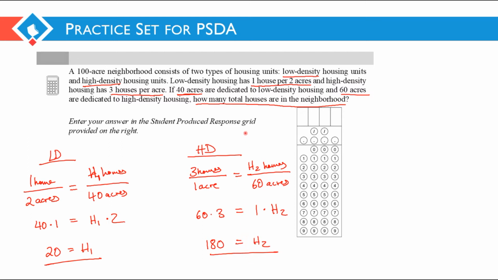So how many total homes are there in the neighborhood, which means we have to add up the homes in the low density housing and the high density housing. So our correct answer is going to be 20 plus 180, which is equal to 200. So our correct answer is going to be 200.